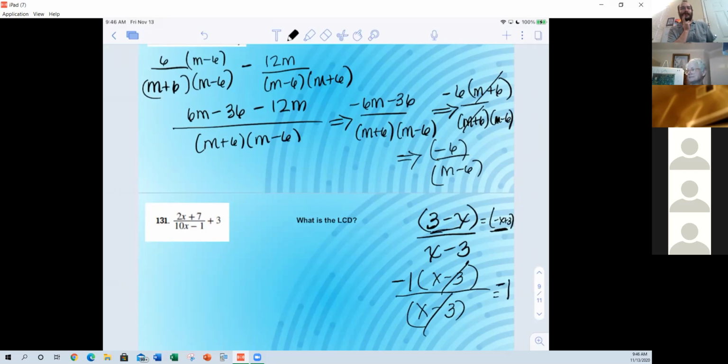This is a property that they know if they just step back and think about it. If I do 5 minus 3, I'm going to get +2. If I do 3 minus 5, I'm going to get a -2. They relate by a factor of a negative, right?